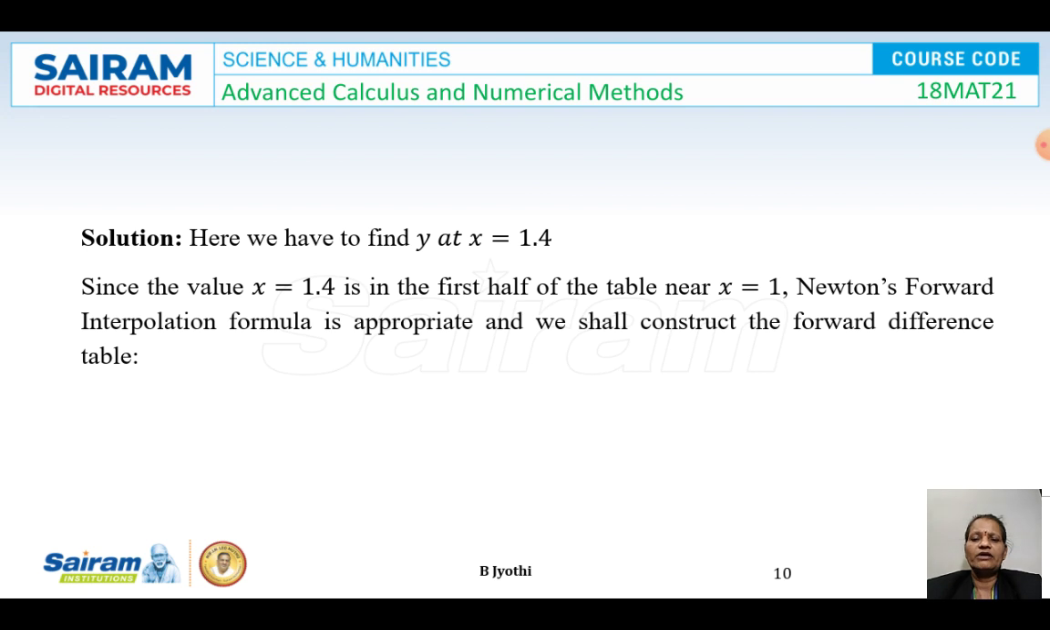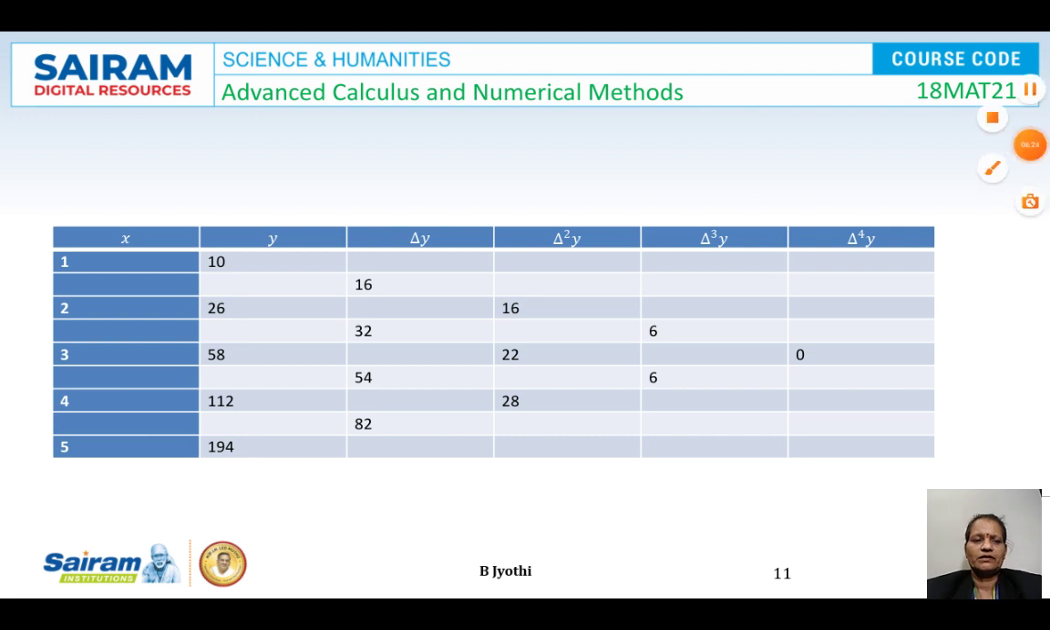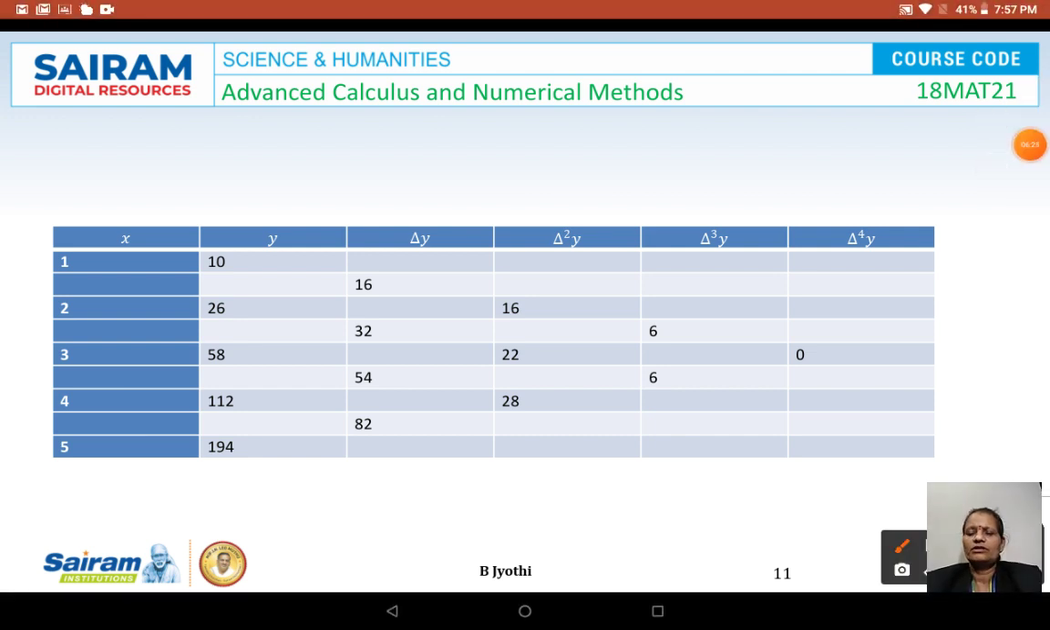Solution. Here we have to find y at x equal to 1.4. Since the value x equal to 1.4 is in the first half of the table, near x equal to 1, we use Newton's forward interpolation formula and it is appropriate, and we shall construct the forward difference table. So now the forward difference table is done like this.